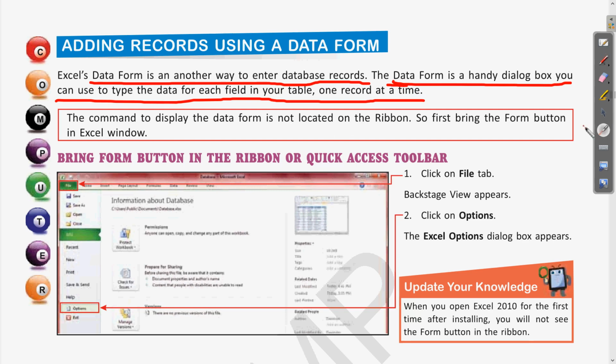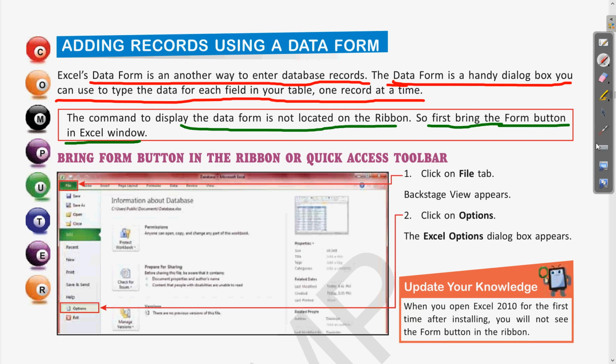The command to display the data form is not located on the ribbon. Clear? So for enabling this data form we will have to follow some certain steps. By default it is not present in the ribbon area. So let us see the steps. First we bring the form button in the Excel window. Clear? This form button is not enabled by default in the Excel window. We have to get it enabled by following some steps.